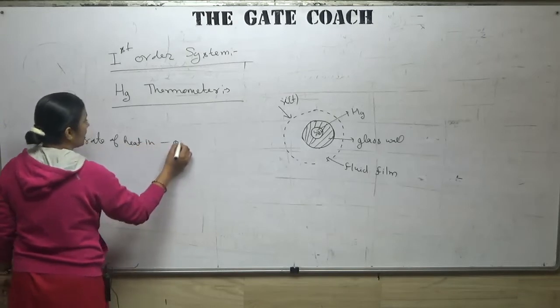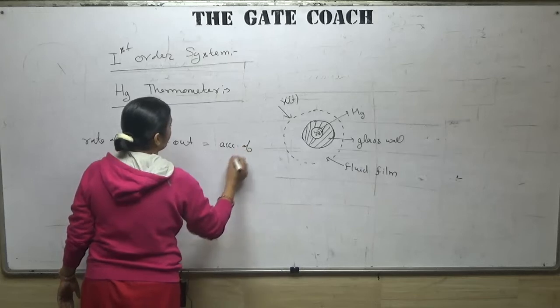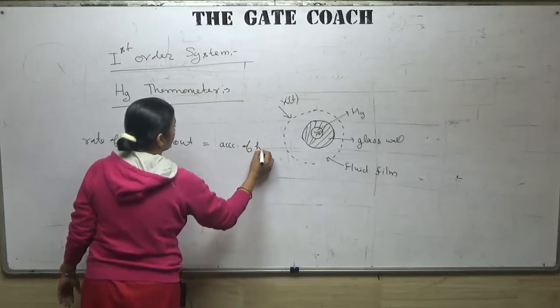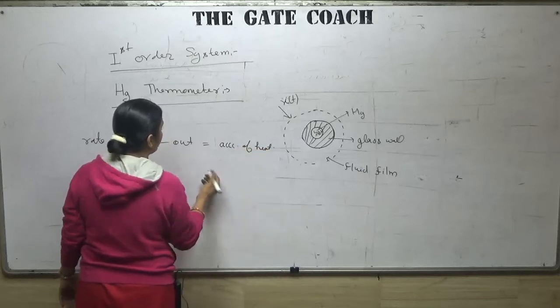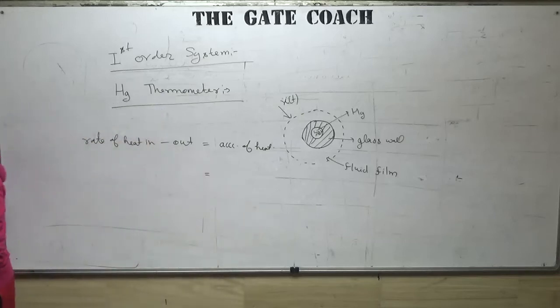Rate of heat in minus out is equal to accumulation of heat. Accumulation of heat is nothing but the change in internal energy or enthalpy. Before writing this, we have to take a few assumptions in this case.